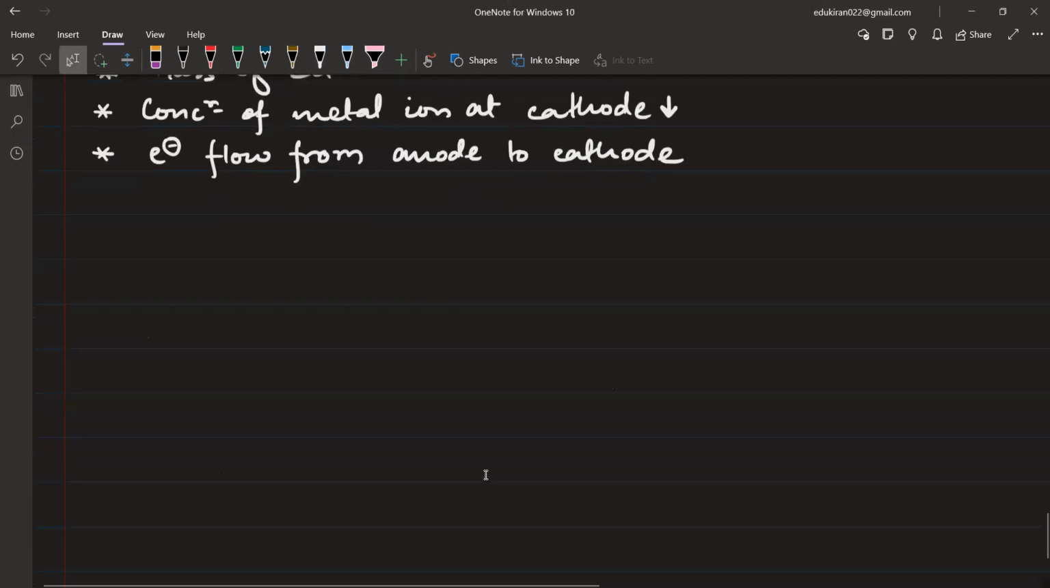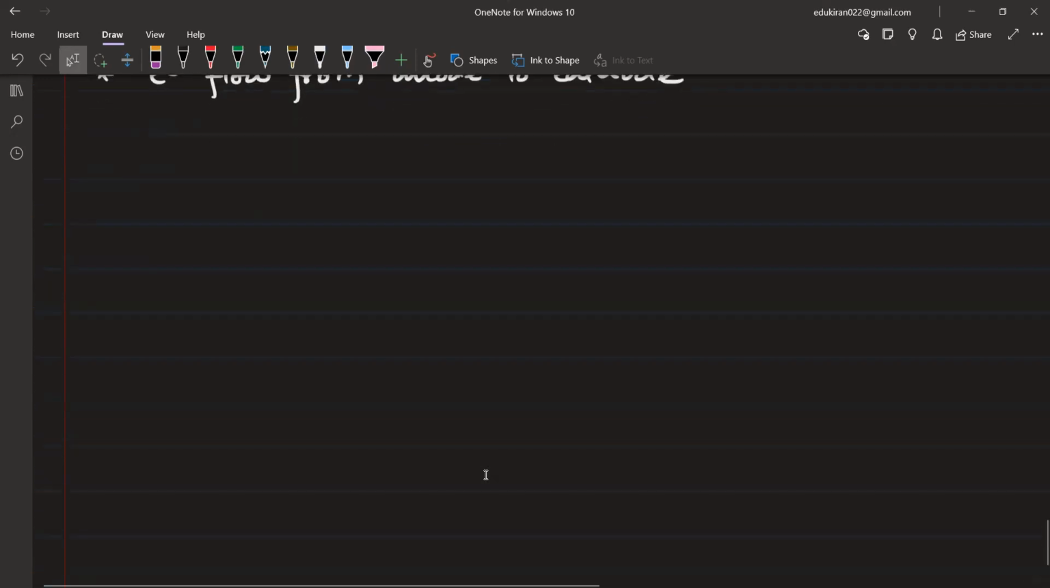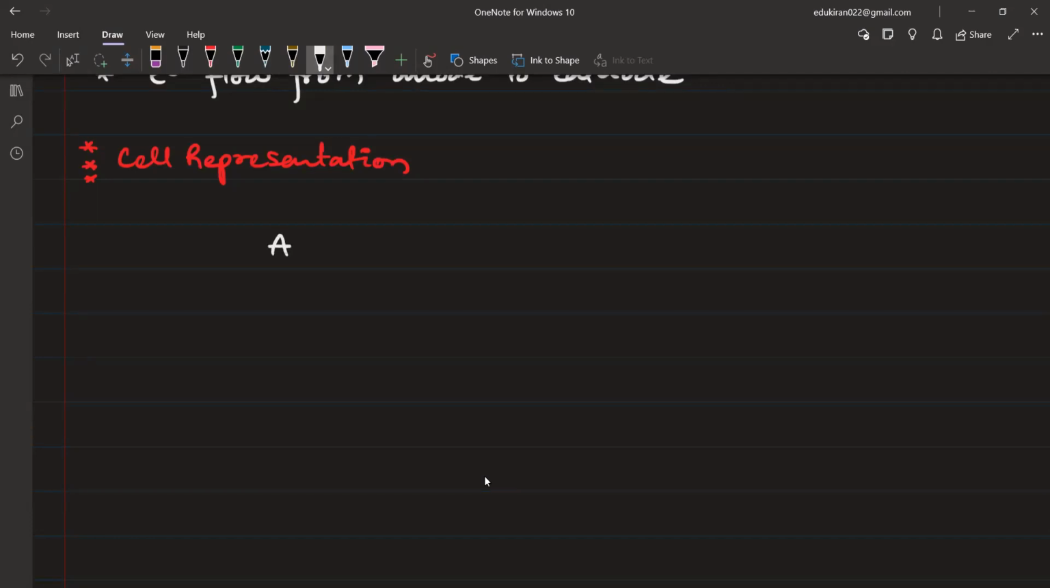Right, next, representation of cell, or cell representation. This is very important. You have to know this quite clearly. And it is also very easy. You don't have to worry about it. Cell representation is a very small thing. You just write A, B, and then you write C.